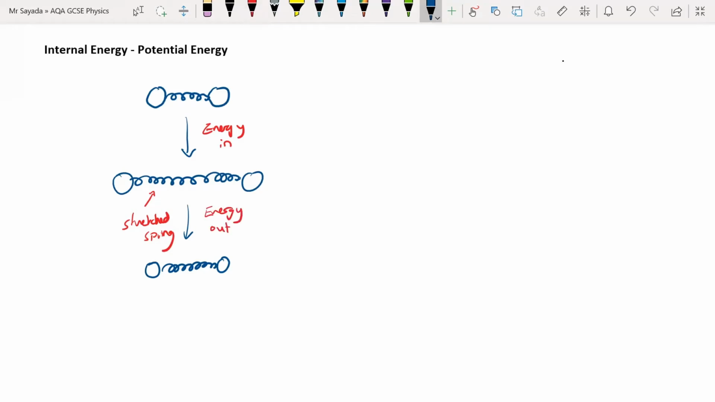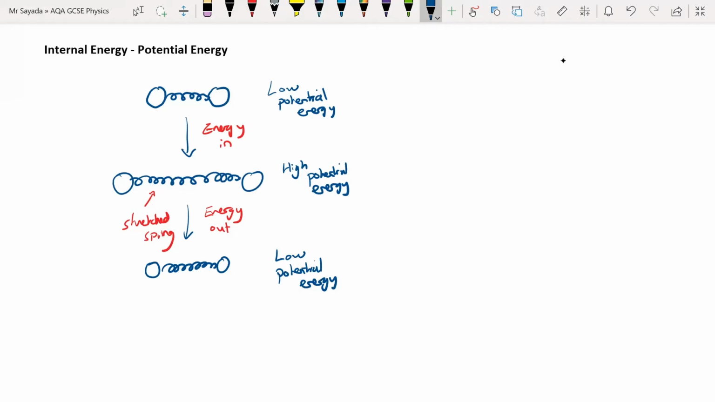And we call this type of energy potential energy. So initially, when those particles are close together, they have a low potential energy. When those particles are further apart and the spring is stretched, they have high potential energy. What that means is they have a potential to do something because they will snap back to their original positions. So there is the potential for that snapping back to happen. That's high potential energy. And then when they go back to being closer again, that's low potential energy. So this is the model that we're going to use to understand what's going on here.